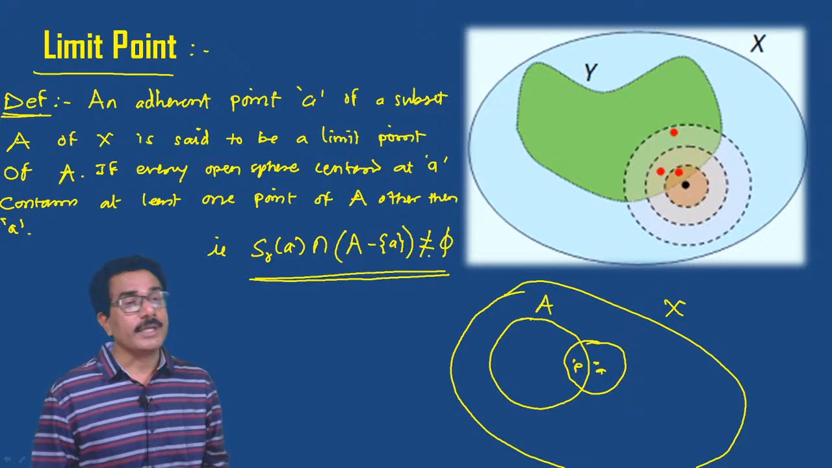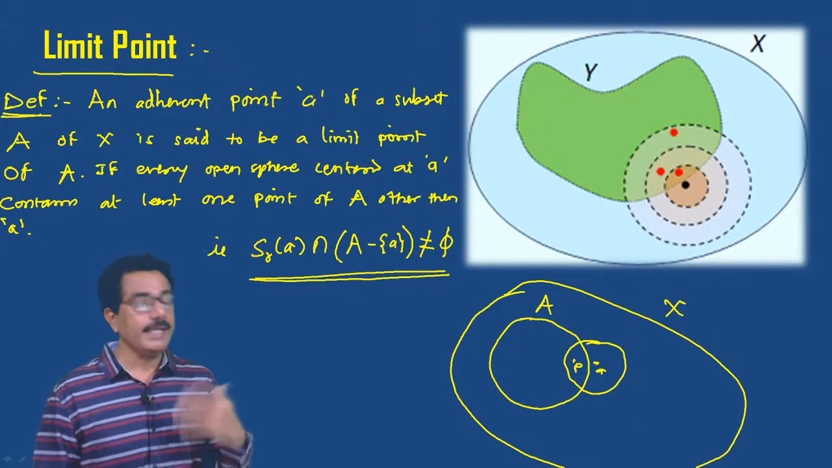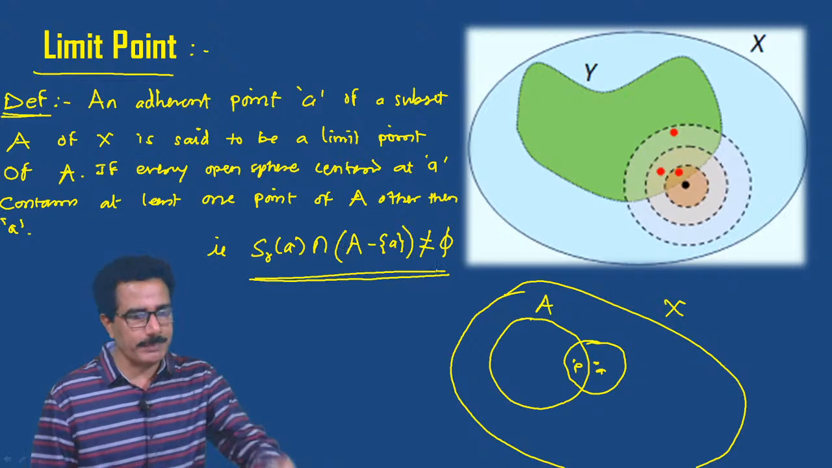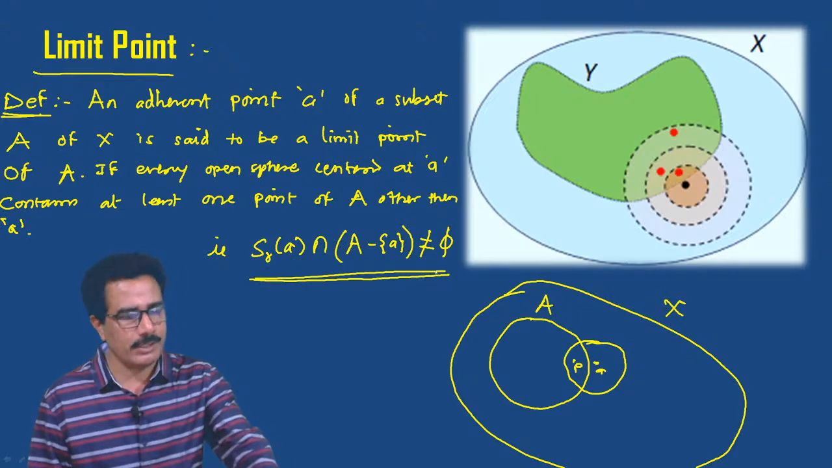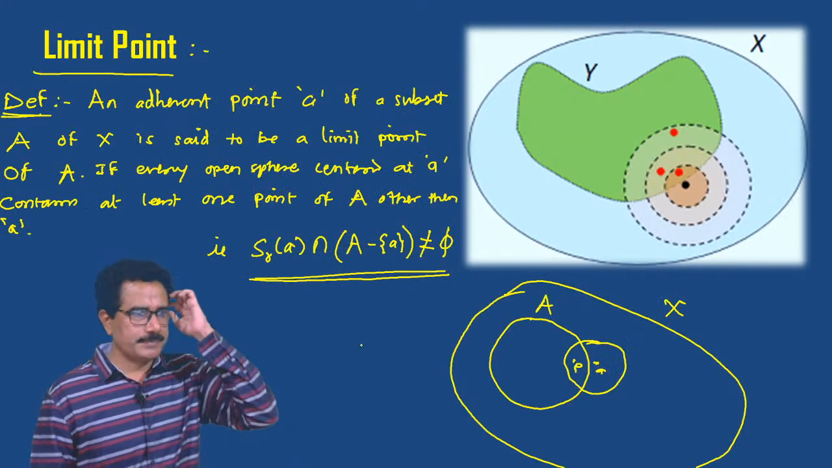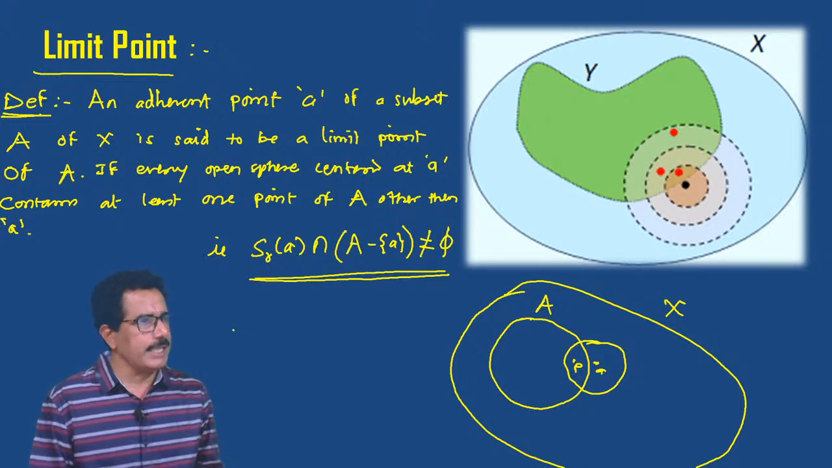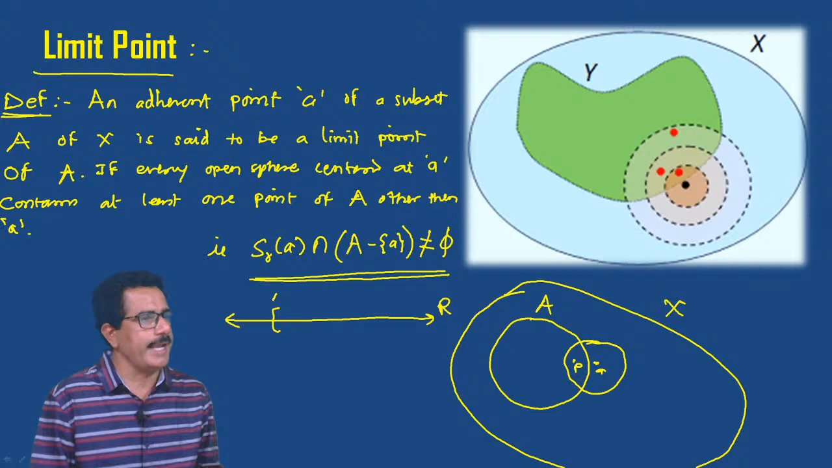We can write this in the real line. The definition of limit point can also be written in the real line. How to write it in the real line? Okay, suppose this is the real line R. This is set A. Suppose this is 1, 5. We consider a point 2. Then there is an open sphere.